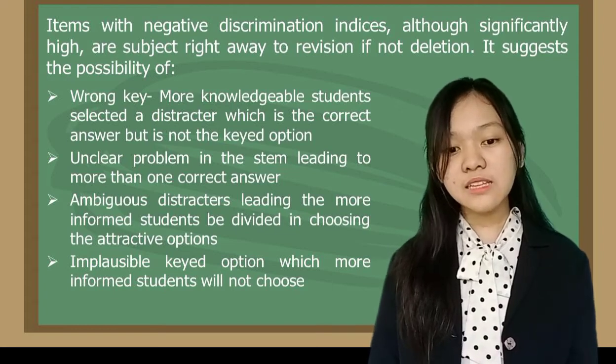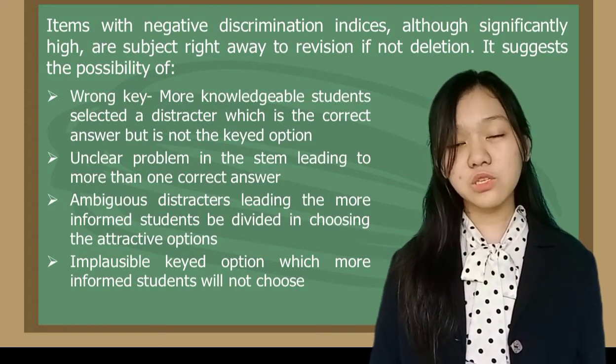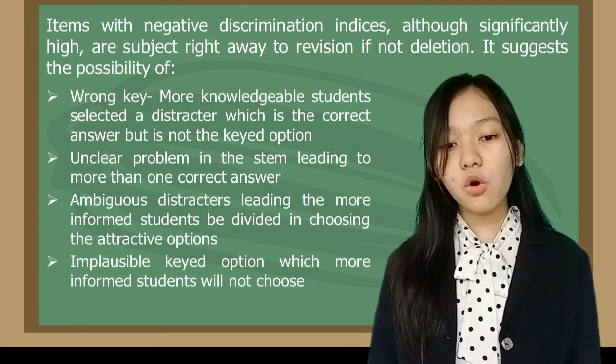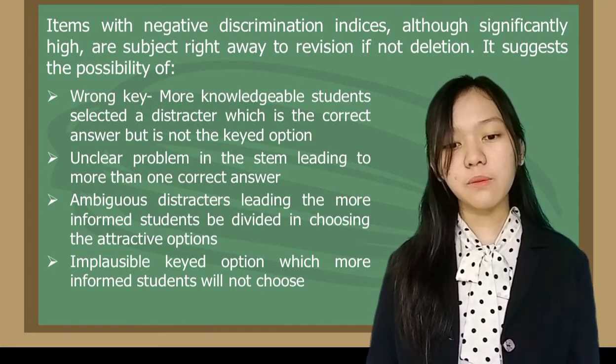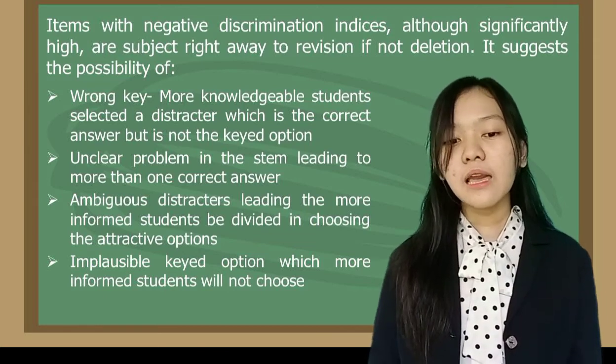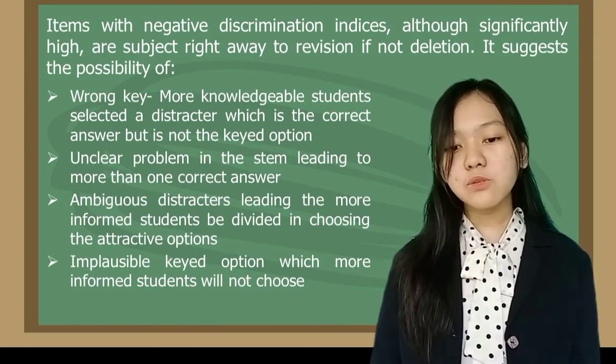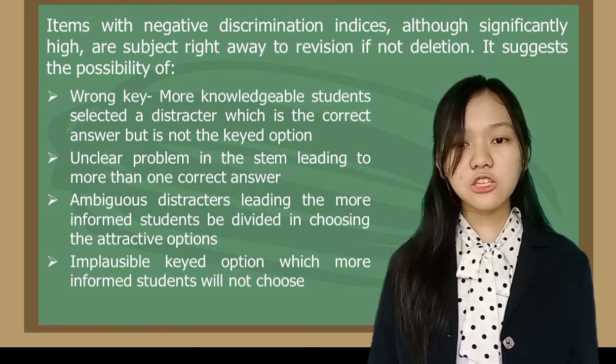Or it is in ambiguous distractors, leading the more informed students to be divided in choosing the attractive options. And lastly, an implausible keyed option which more informed students will not choose. As you can see, awareness of item writing guidelines can provide cues on how to improve items bearing negative or non-significant discrimination indices.